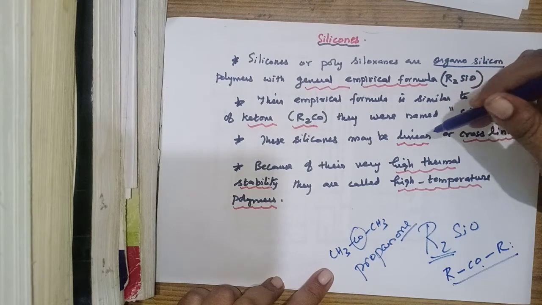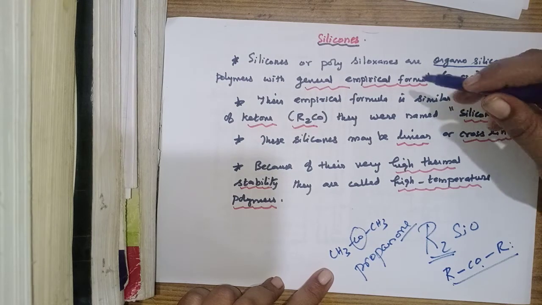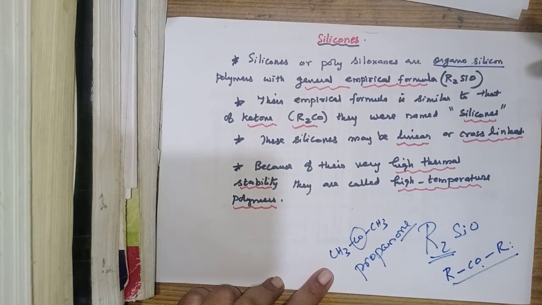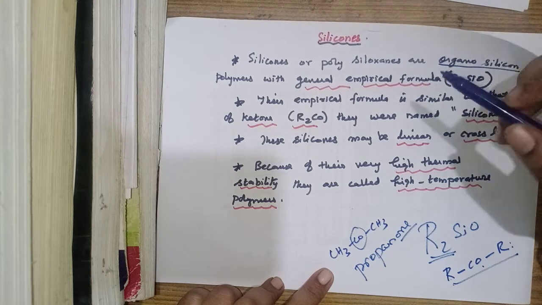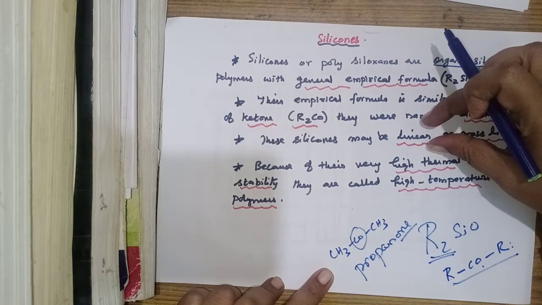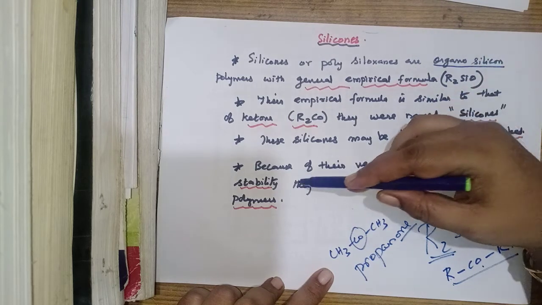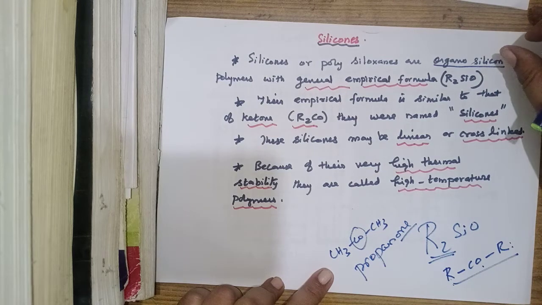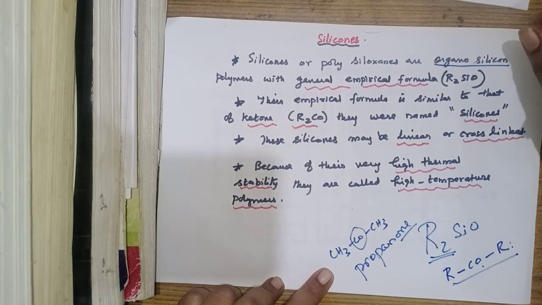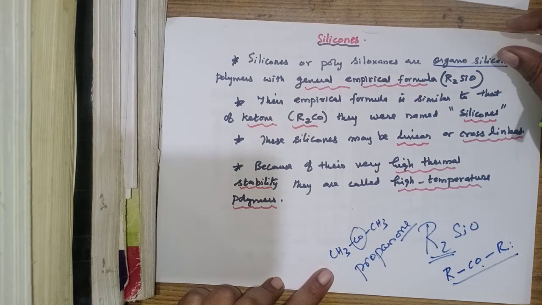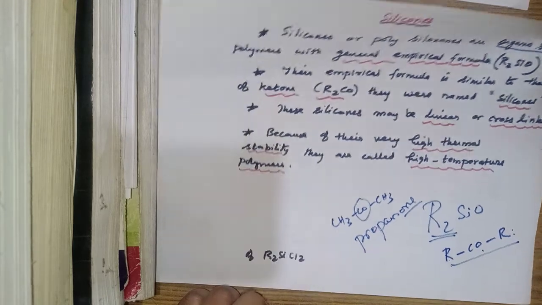These silicones may be linear or cross-linked. A straight chain means linear, and a cross-sectional network means cross-linked silicones. Silicones have very high thermal stability. Everything in a tank is made up of silicones. They are called high temperature polymers, and can withstand any high temperature.